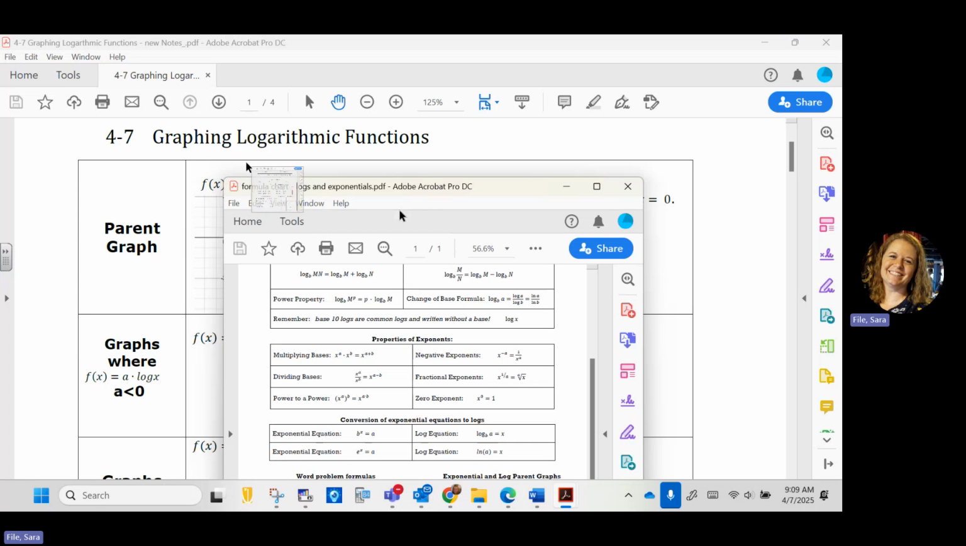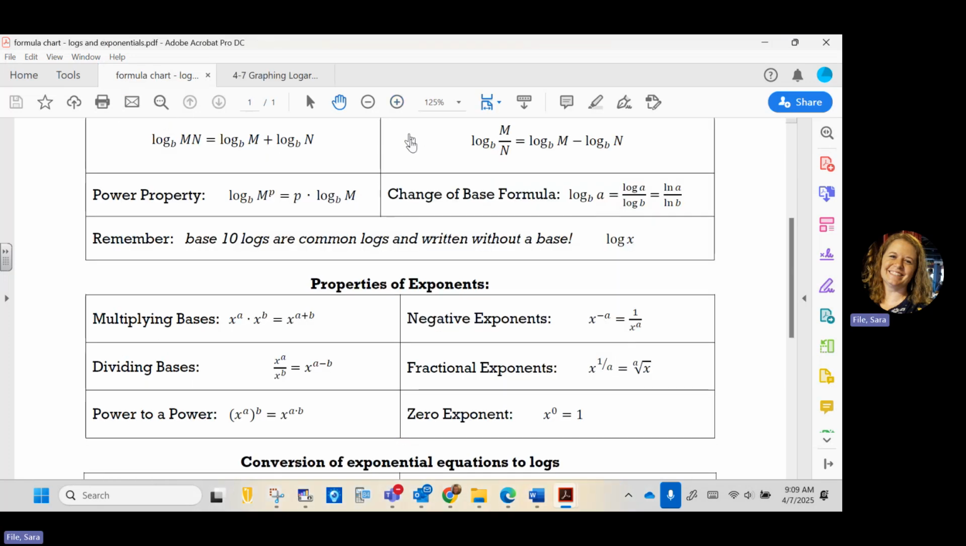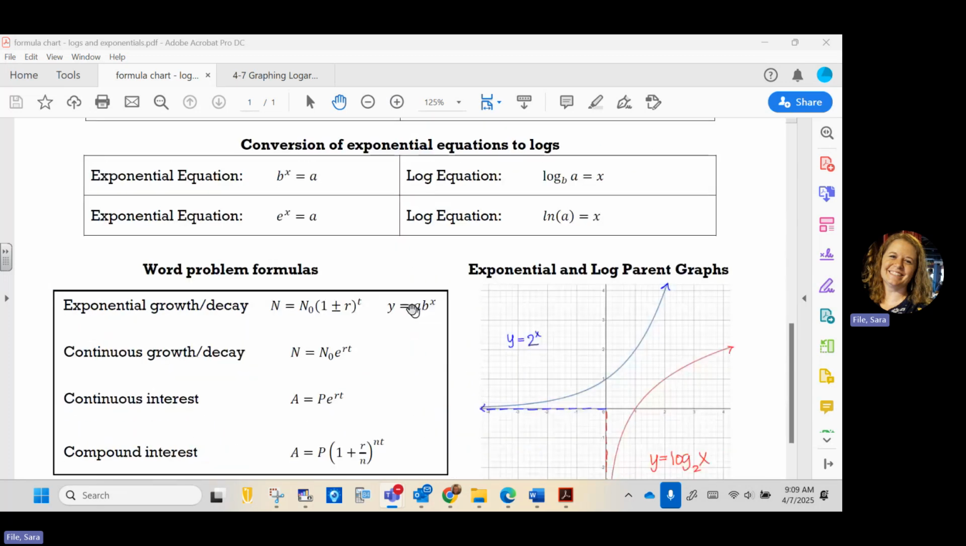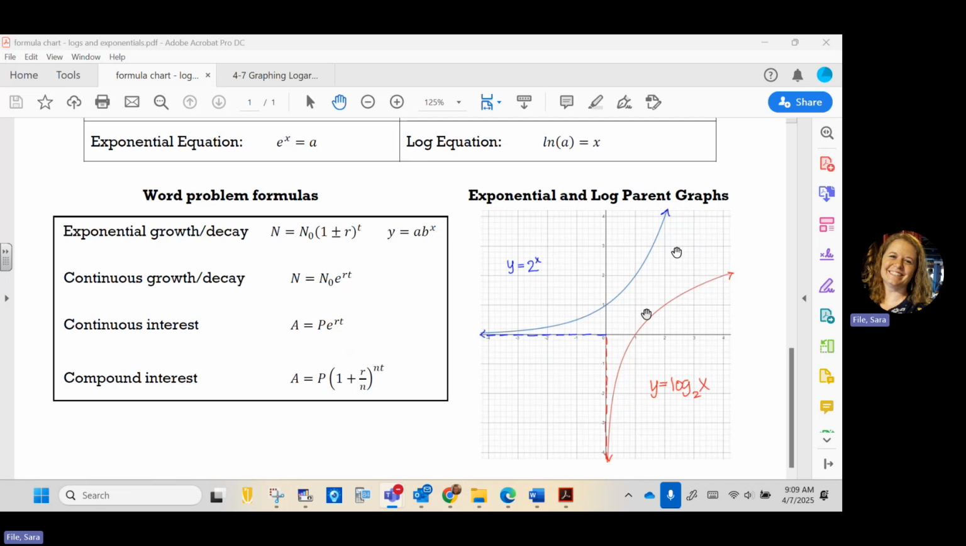See if I can combine these. There we go. Okay, so I gave you this formula chart on Thursday. Those of you who were absent Thursday, I'll get one to you. This is the one that I put on that bright blue cardstock. And at the bottom is the graphs, okay? In blue is the graph of exponentials, the parent exponential graph that we tested on exponentials before spring break. And now here in red is the log parent function.